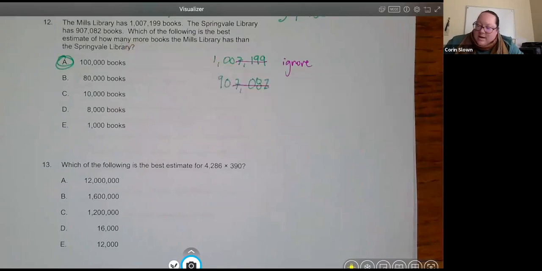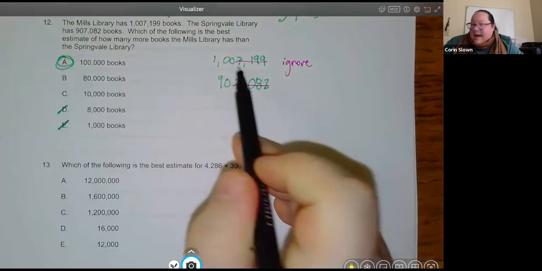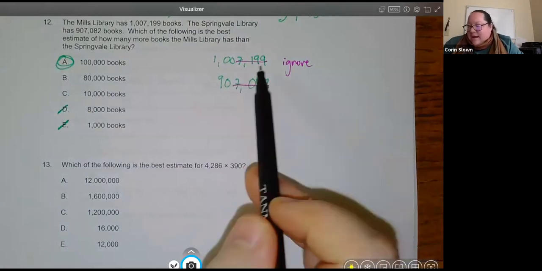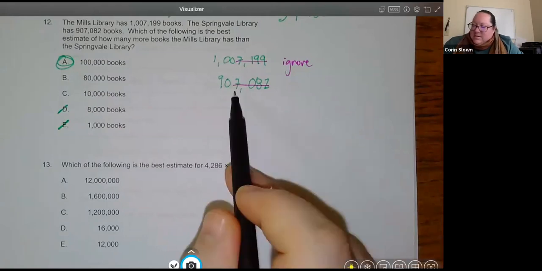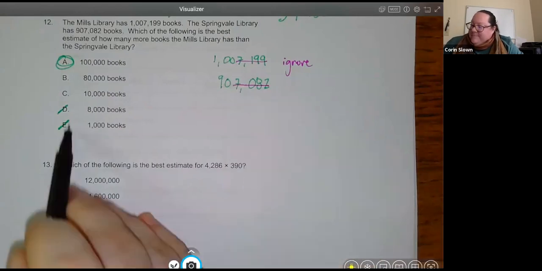So for example, I know that it can't be 1,000 books. That's not a reasonable answer. And I know that it's not going to be 8,000 books because none of these numbers are going to round to 8,000. 7,199, if I were to round, that'd be 7,200. That's not going to round to 8,000. And 82 would round to maybe 100, so 7,100, that's not going to round to 8,000. So I can ignore that.